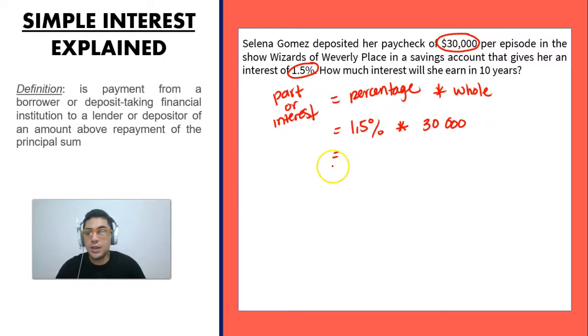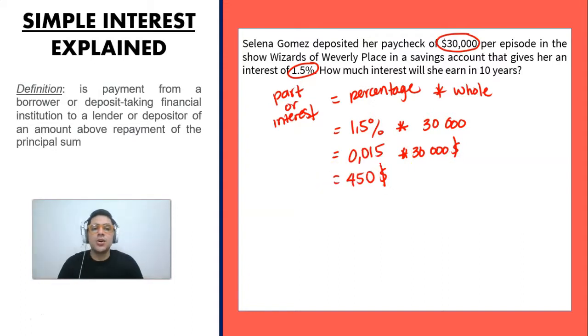And now we multiply. So 1.5%, we're multiplying that by $30,000. And remember, guys, whenever we have 1.5%, that is the same thing as saying 0.015 because we have to divide by 100. And then when we multiply, that is going to give us $450. So what that means, guys, is that she's going to get paid $450 per year, right?